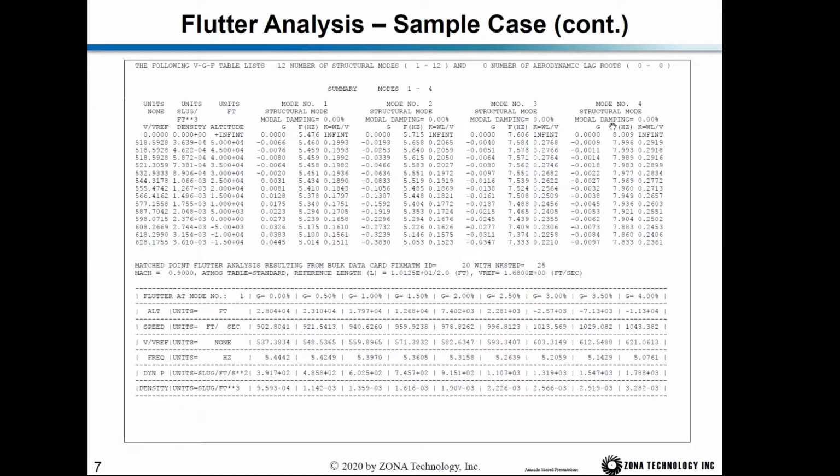For example, you have 4 modes, and then this is modal damping, which is input by the TABDMP1 card. And then you will list out the damping, frequency, and the reduced frequency of each mode as a function of normalized velocity, density, and altitude. Then you will further look for the zero damping condition, and it will tell you at this condition what's the flutter altitude, flutter speed, normalized flutter speed, flutter frequency, flutter dynamic pressure, and flutter density.